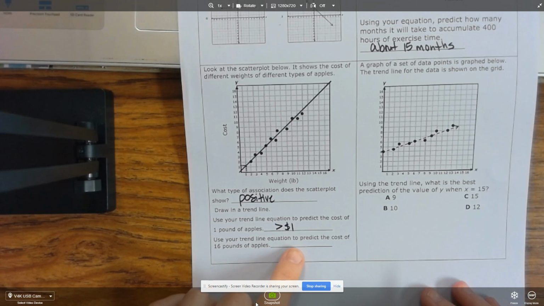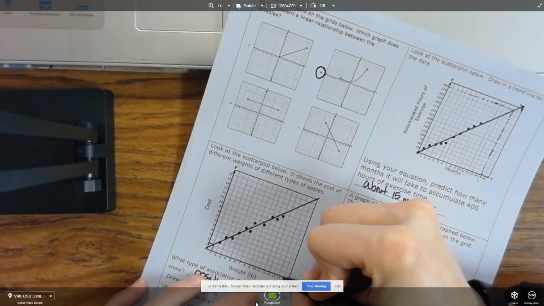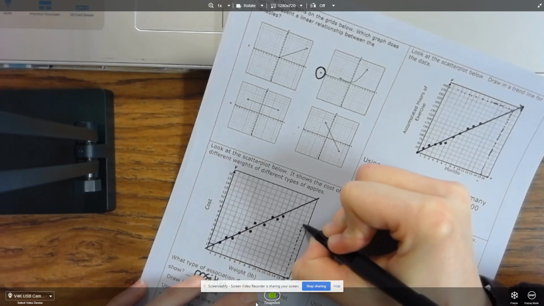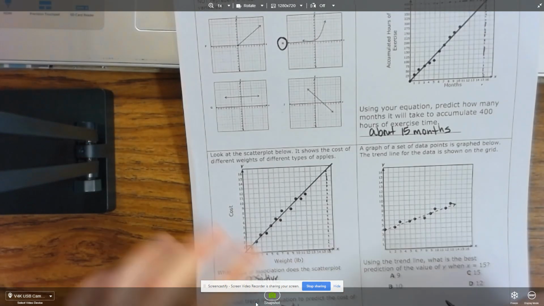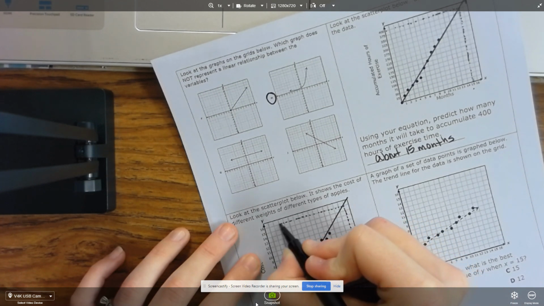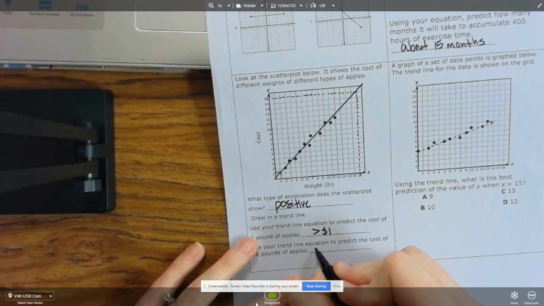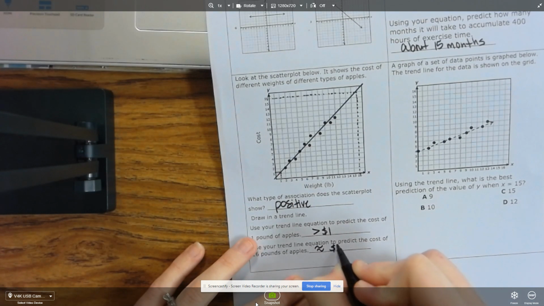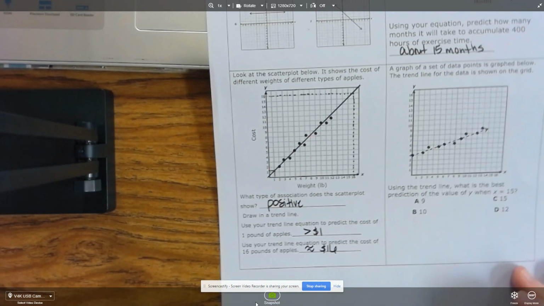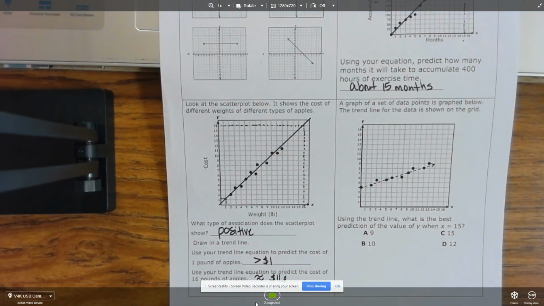The next one says use your trend line equation to predict the cost of 16 pounds. So here's the 16. So once we hit the line, we start going the other direction. And so I would say 16 pounds of apples is about $16.